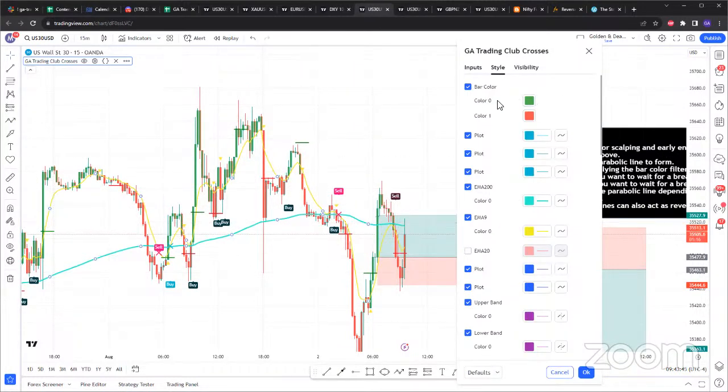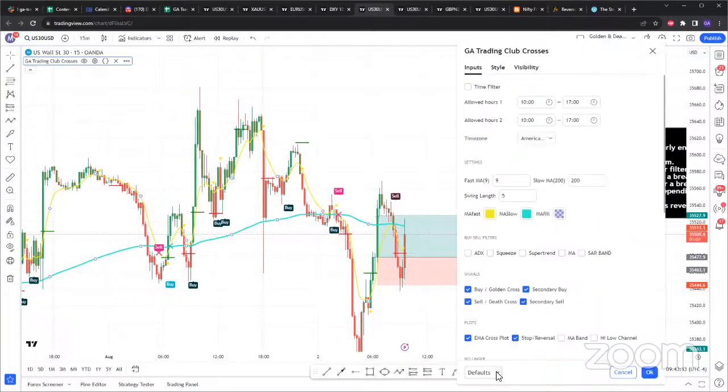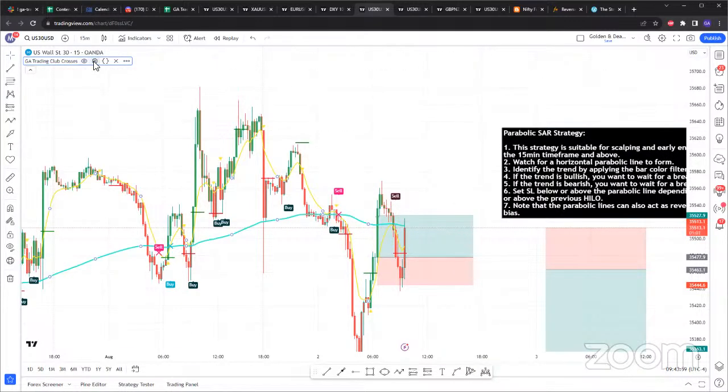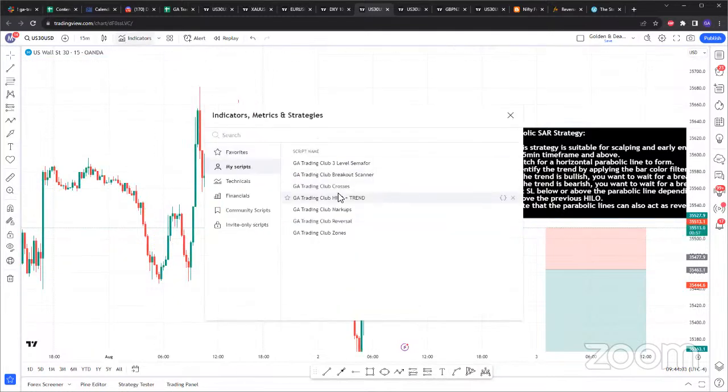I enabled this bar color. What this bar color filter does is it colors your bars based off of the... wait, it messed everything up. But I hope you saw how to take off the SAR arrows if you don't want them, because I don't need them for anything that I'm doing.